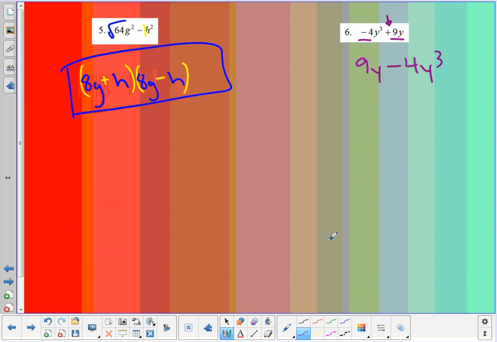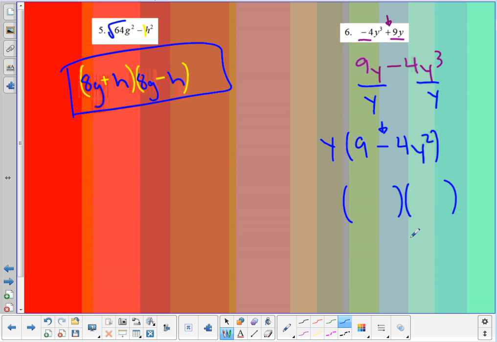So then the second problem that I notice is the fact that I have a y here and a y to the third. Those are not perfect squares. But if I take out one of the y's and put it out front, I'm left with 9 minus 4y squared. Now, 9's a perfect square, 4's a perfect square, y squared's a perfect square, subtraction in the middle. Now I can use my pattern.